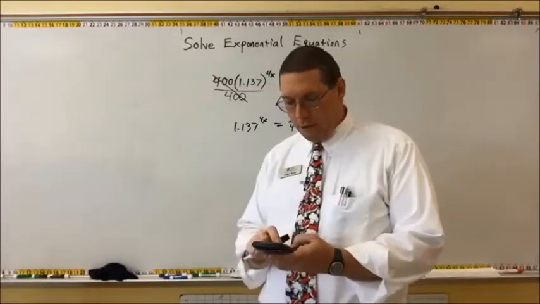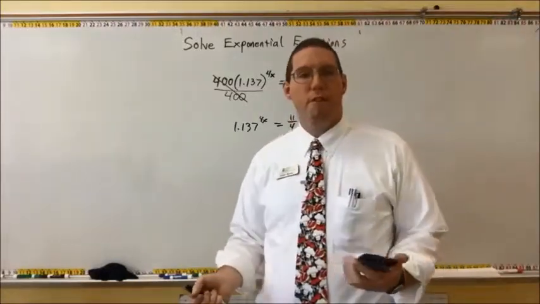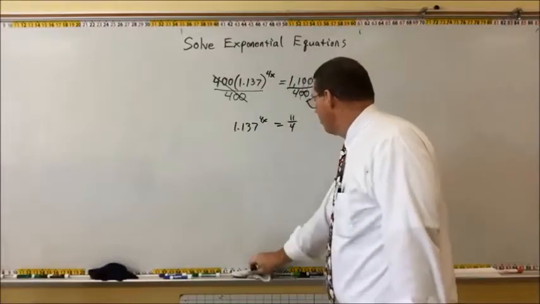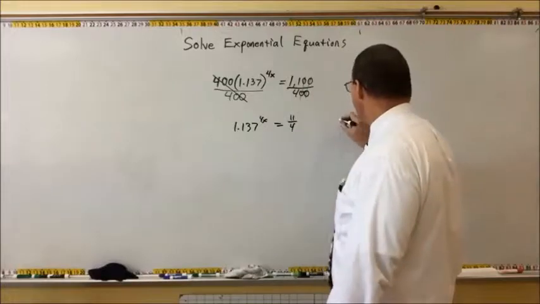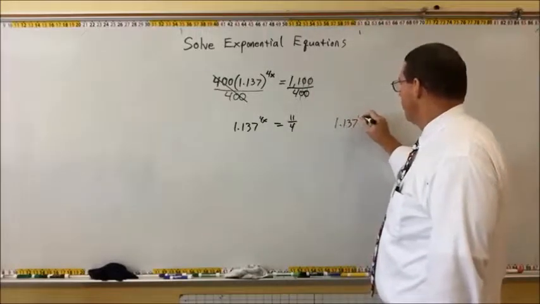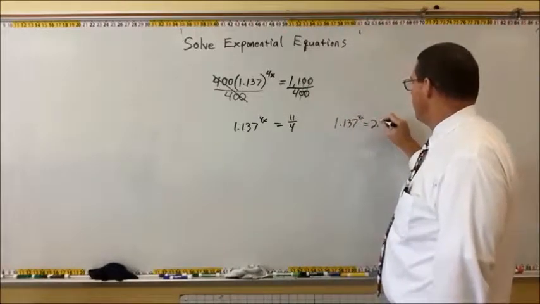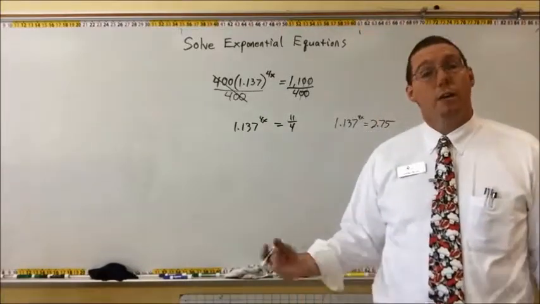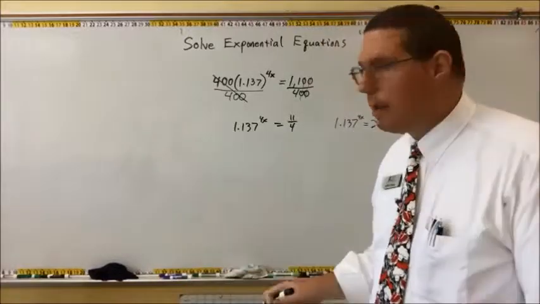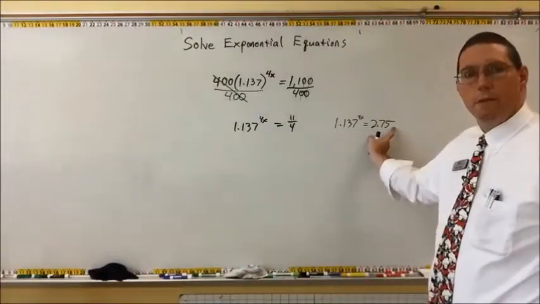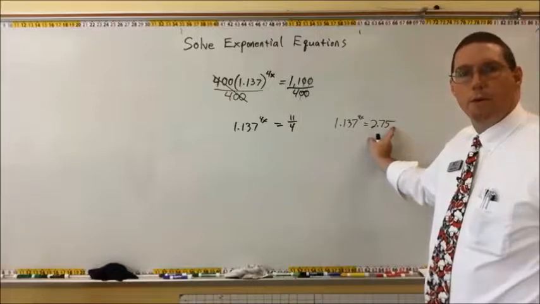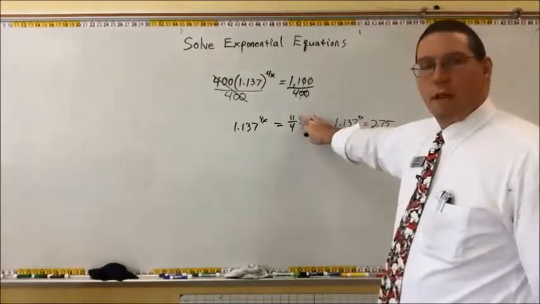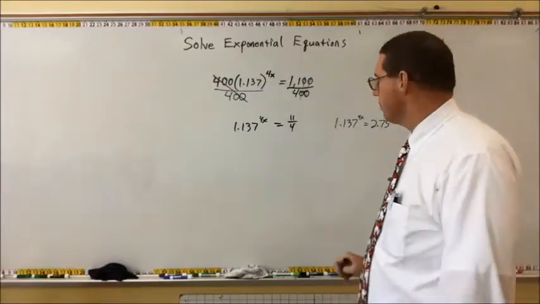Now if you did it in your calculator, you would get 2.75. And that's okay too. If you wanted to write it as 2.75, that's fine. So you could have 1.137 to the 4x power equals 2.75. I'm going to work with a fraction though. I'm going to leave it as a fraction because sometimes it won't become a terminating decimal. It won't be something really nice and easy to work with. It'll be a crazy 7-digit long decimal, and I want it to be precise. So I'm going to leave it as a fraction.